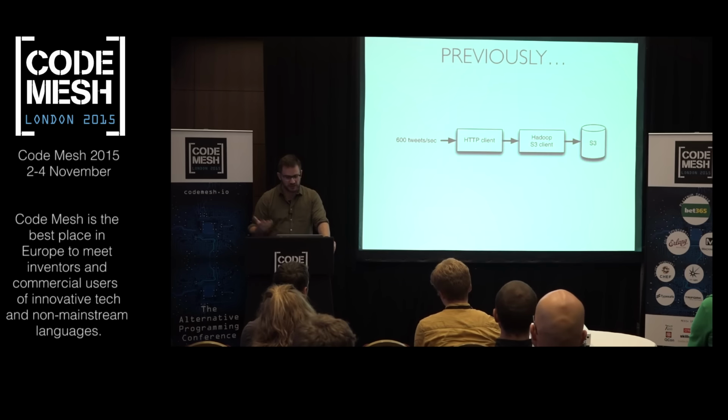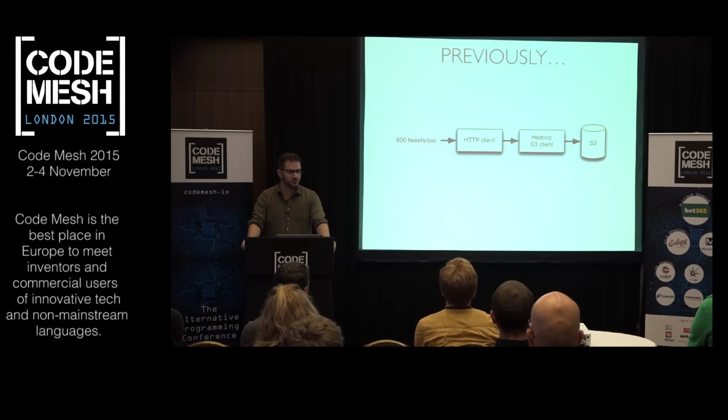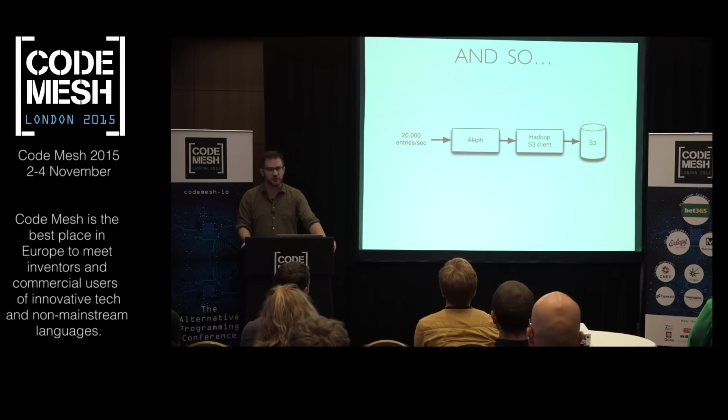And so previously, I'd thrown together a little background process that would consume the Twitter garden hose, which is 10% of the Twitter fire hose. And this was consuming about 600 tweets per second at peak. And so what I did is I took an HTTP client, I piped it into the Hadoop S3 client because that's what we had on hand, and wrote it to S3. And this worked perfectly well. And so for my initial V0 of this, I took a web server built on top of the Java Netty library, I piped it into the Hadoop S3 client, and we were off to the races.